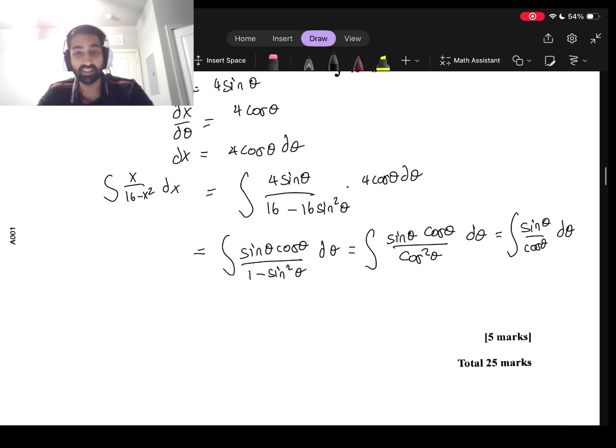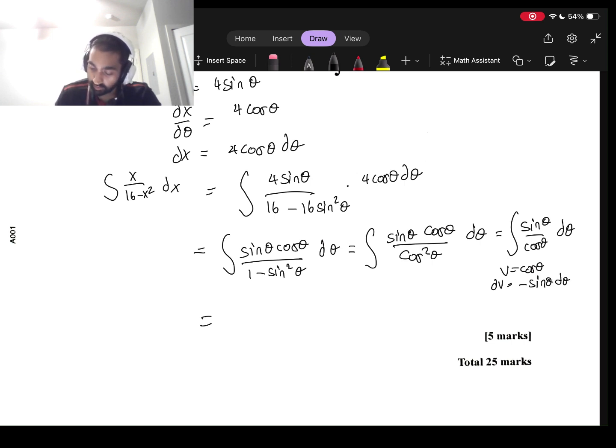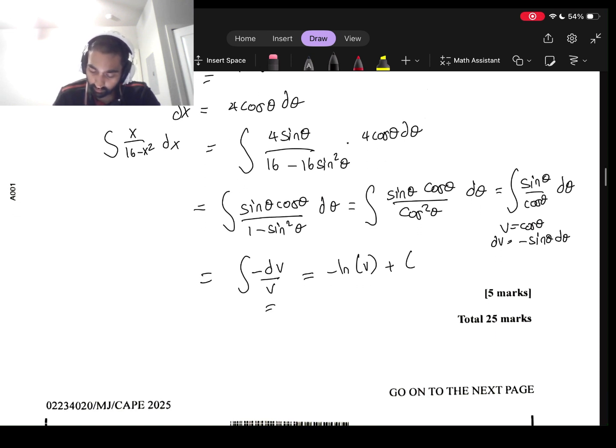And if you know what the integral of tan is, you could go ahead and just do that. But I just forgot the integral of tan, so let me just show you how you would do it too. From here, I'd say v equals cosine theta. So then dv is equal to minus sine theta d theta. So if I do that, the numerator is sine theta d theta, so that'll just be minus dv over v, which is then minus ln of v plus a constant. The last thing is you have to change back v into x. So we'll do that one at a time. So it's minus ln of cosine theta plus c.